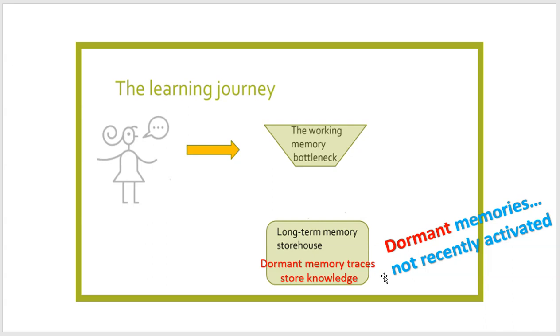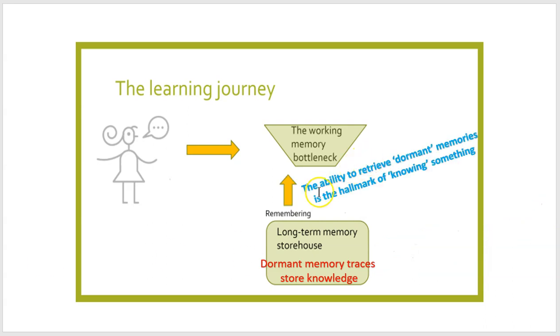If we reactivate a memory trace, then we don't have a dormant memory anymore. The dormant memories are ones that we haven't recently activated, so then we can test the strength of those things. And then we'll see that the ability to retrieve dormant memories is the hallmark of knowing something. So if I can retrieve information after a delay or the next day, I'm testing my long-term memory system. If I'm successful in retrieving that information, then I can conclude that I've got some reasonably strong memory traces in my long-term system.